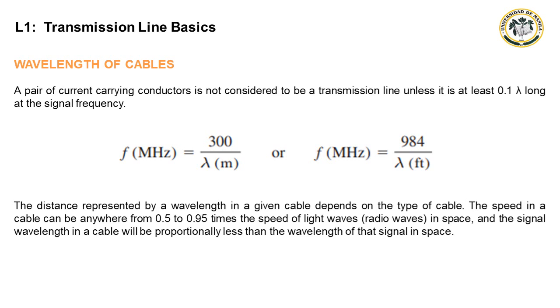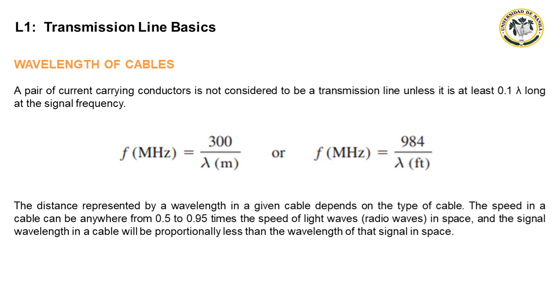By using feet instead of meters, the wavelength formula becomes wavelength equals 984 divided by f, where f is in megahertz, while the wavelength is now expressed in feet. The distance represented by a wavelength in a given cable depends on the type of the cable. The speed in a cable can be anywhere from 0.5 to 0.95 the speed of light waves in space, and the signal wavelength in a cable will be proportionally less than the wavelength of the signal in space.